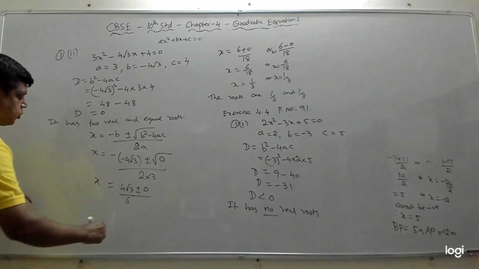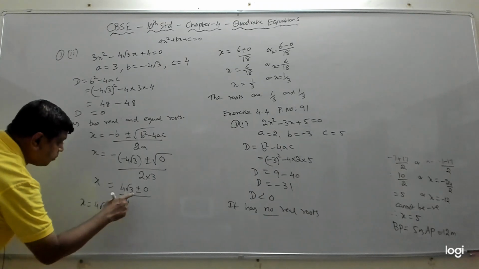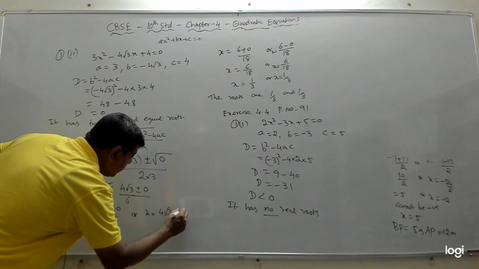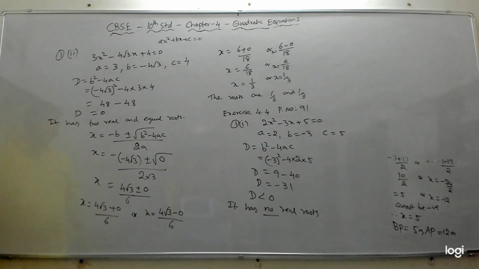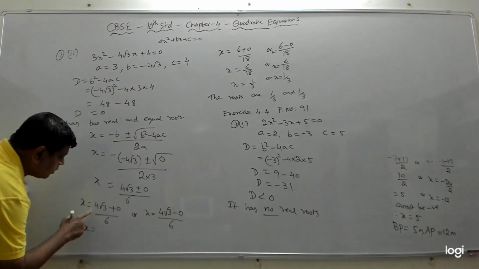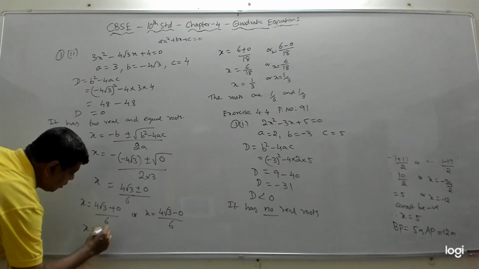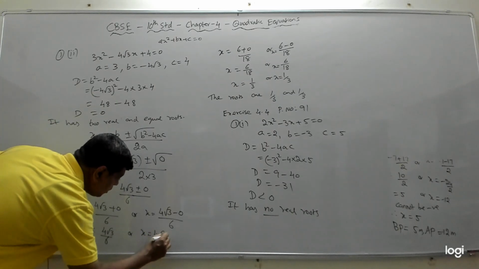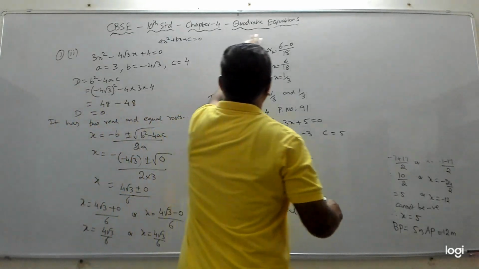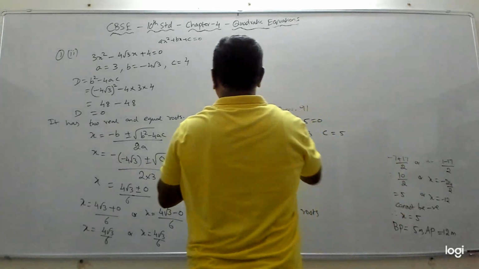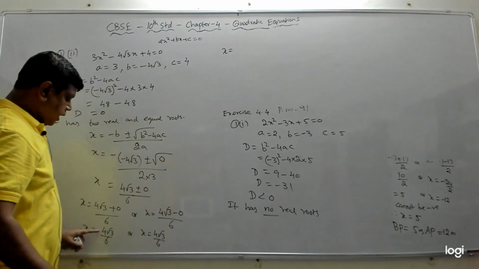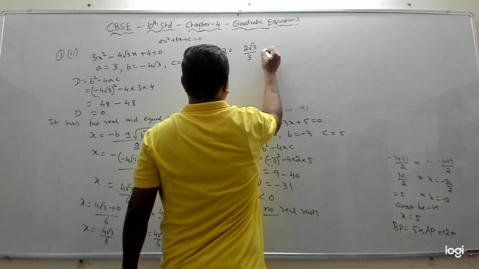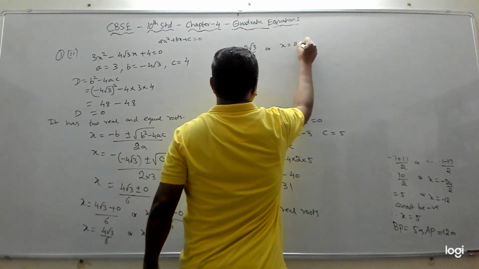Now x will branch into 2. So x will become 4 root 3 plus 0 by 6, or x is equal to 4 root 3 minus 0 by 6. Fine. So which means your x becomes 4 root 3 by 6, or here also x is equal to 4 root 3 by 6. Now 4 and 6 can be cancelled. You get 2 by 3. So you'll get 2 root 3 by 3, or x is equal to 2 root 3 by 3.